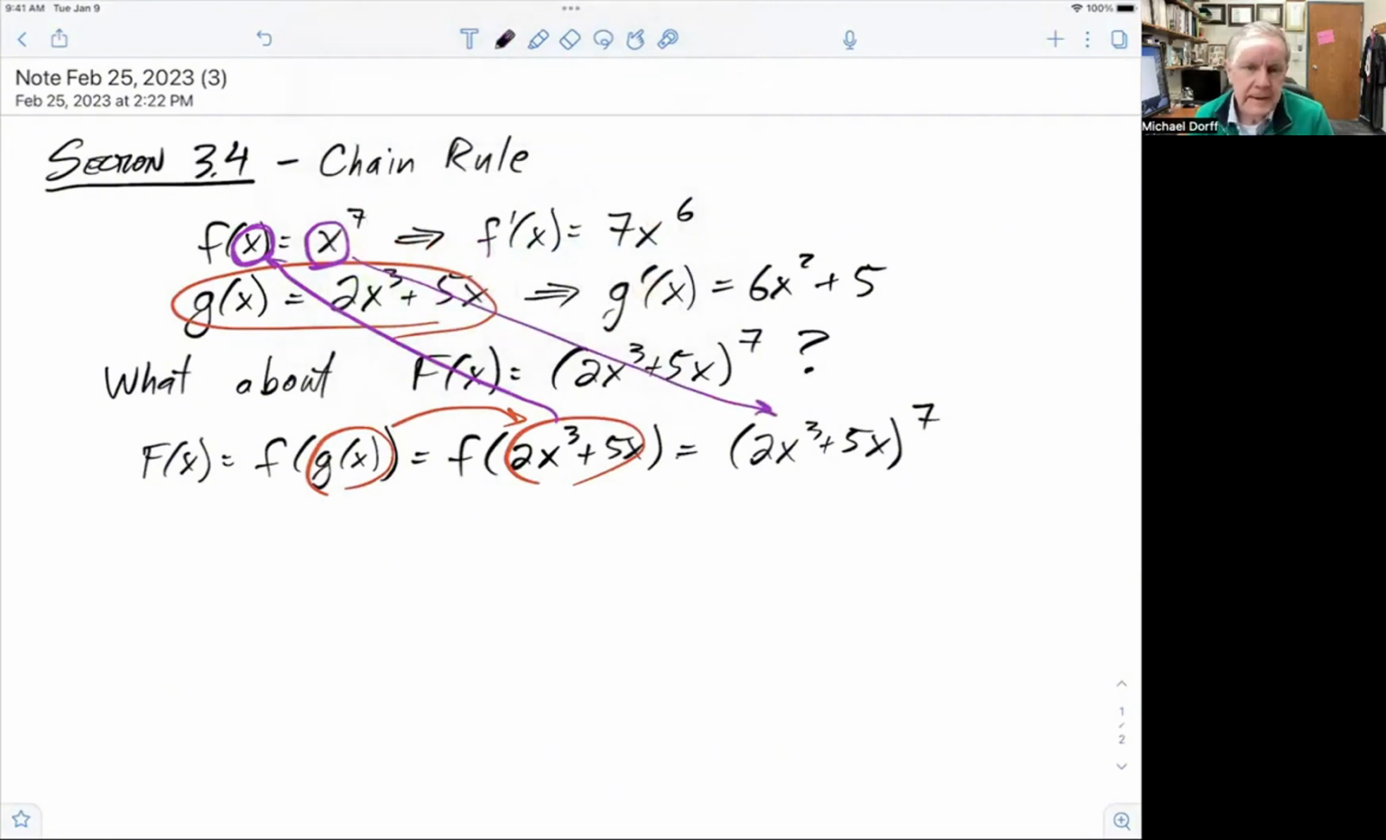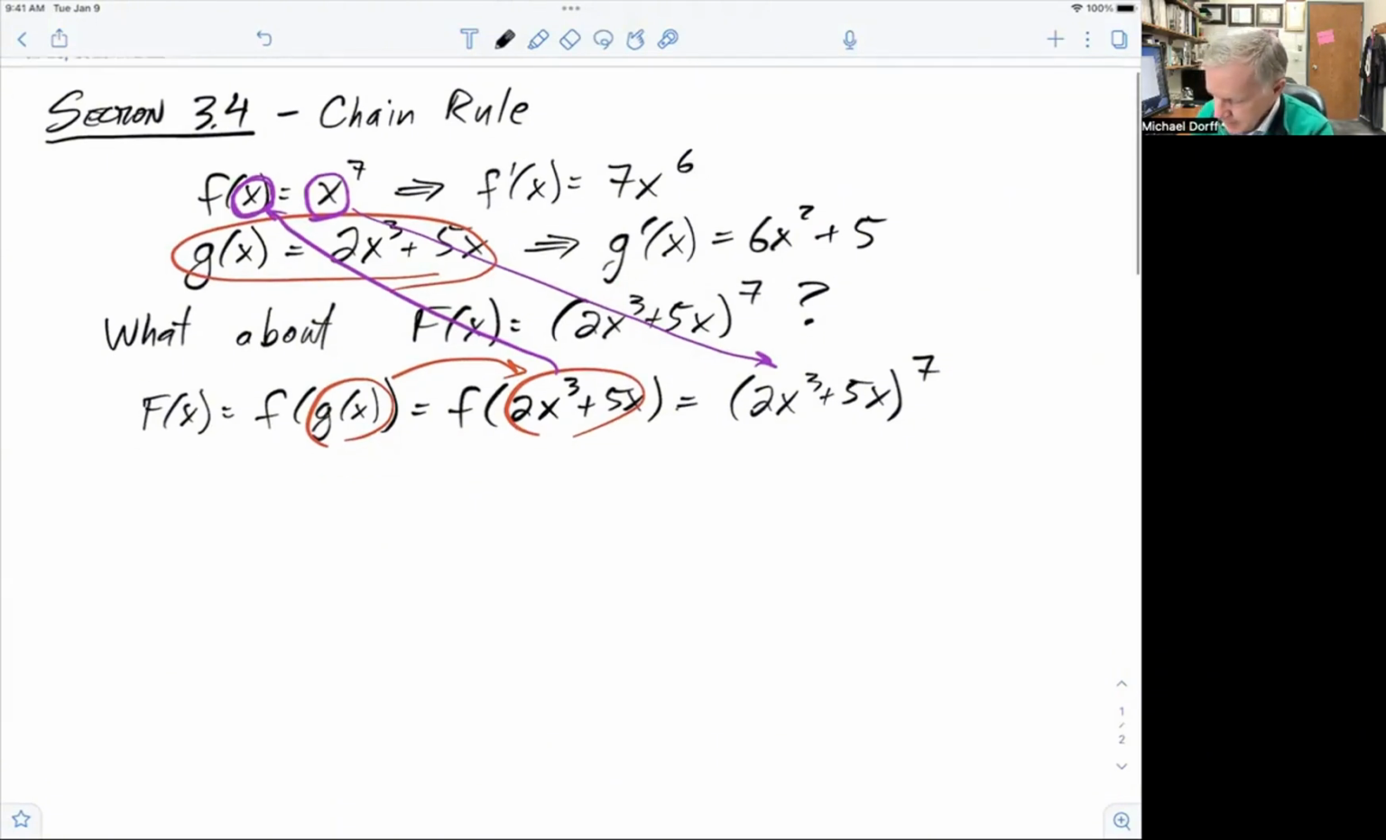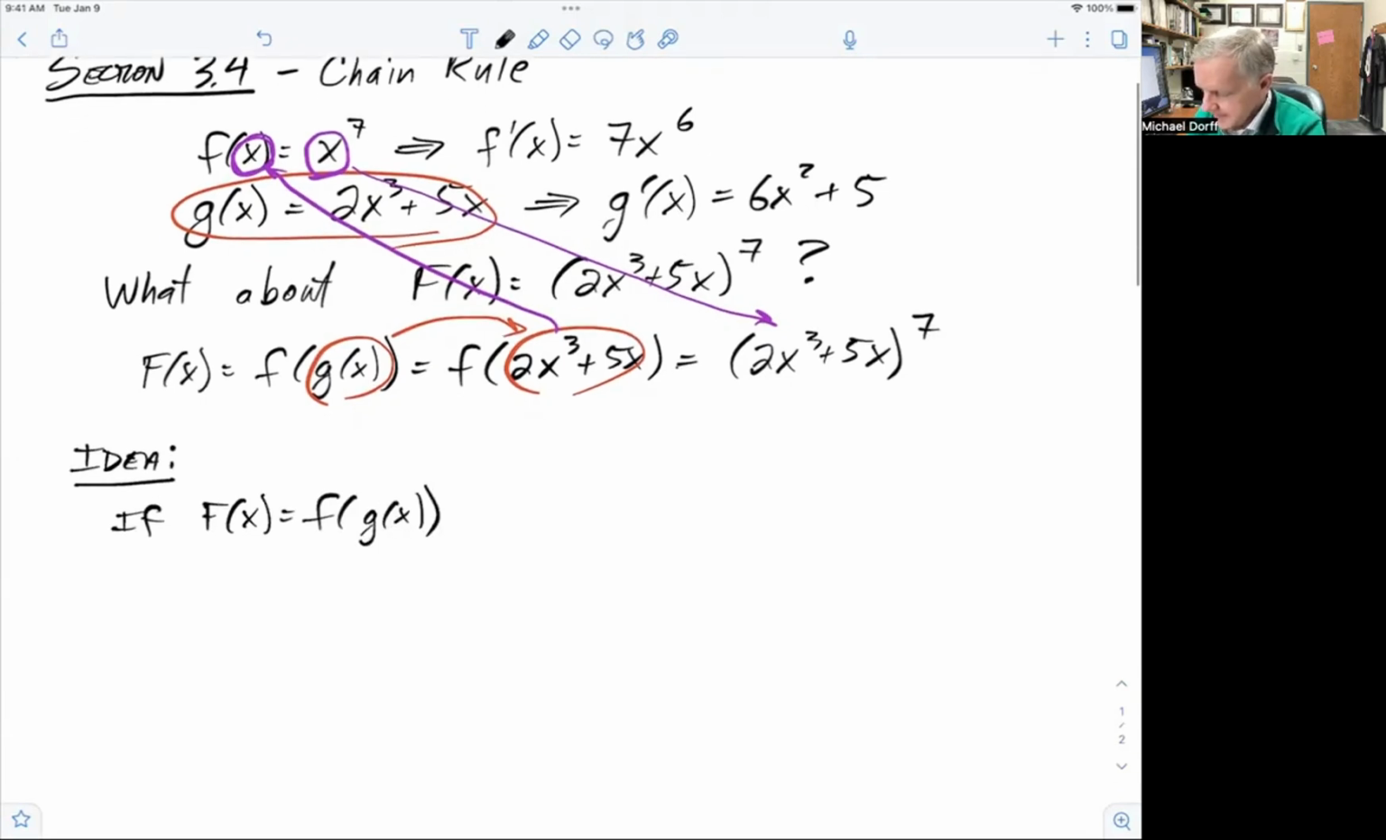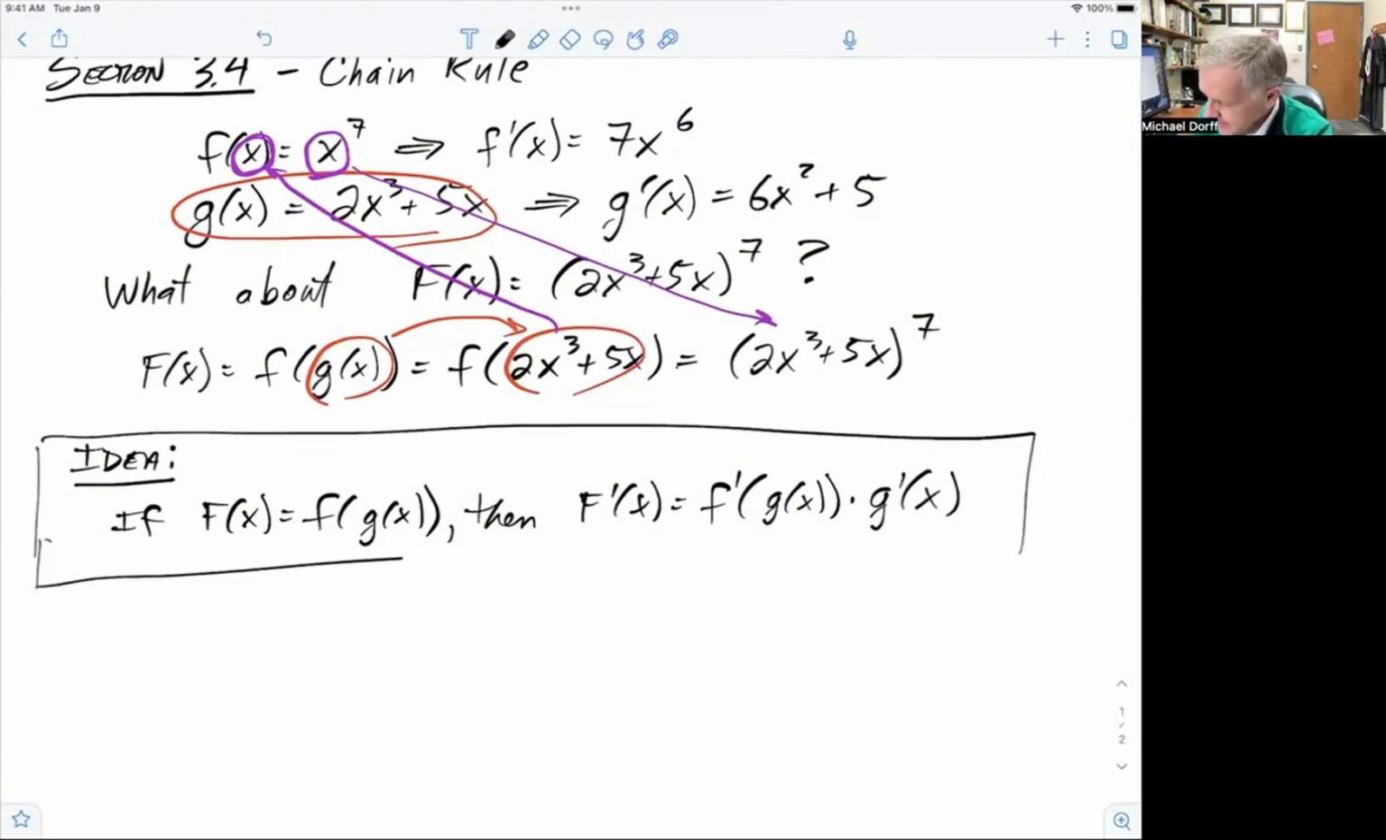So the main idea here is that this capital F, which is more complicated than functions we've seen before, is the composition of two other functions. And this is going to allow us a formula or an approach to take the derivative of this more complicated function. The idea is the following. If capital F can be written as a composition of two functions, so g of x is inside of f, then the derivative of capital F is going to be the derivative of little f evaluated at g times the derivative of g. That's the idea there.